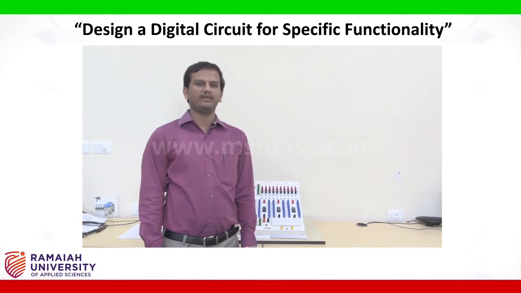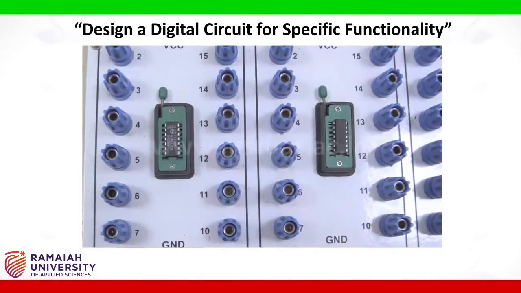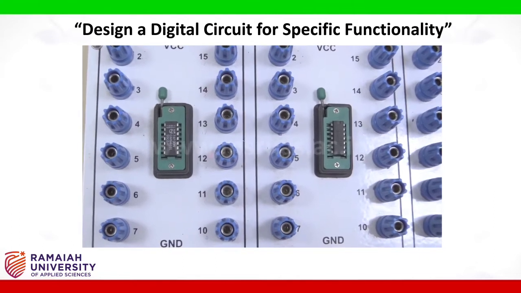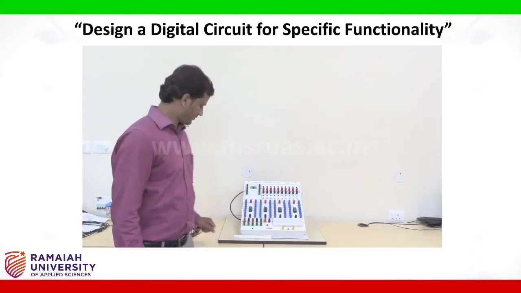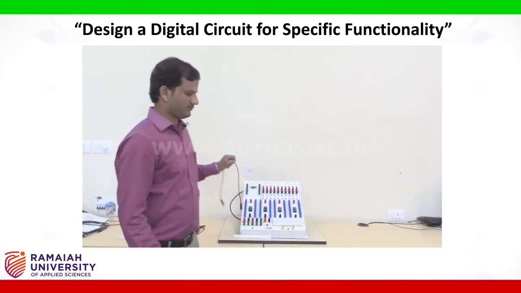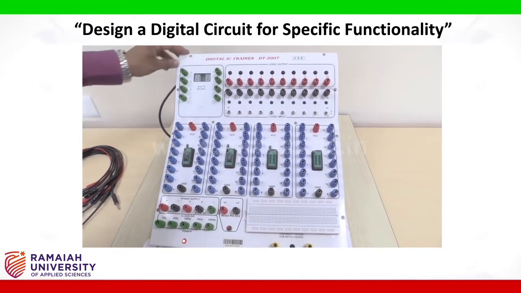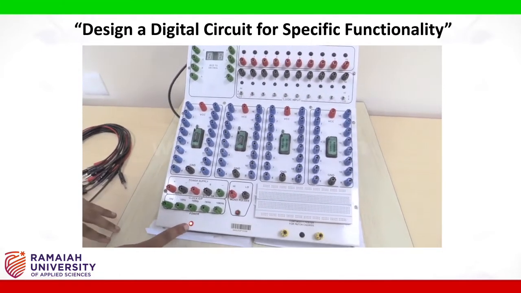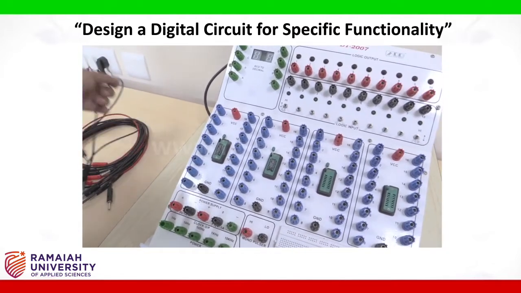Now we will realize the POS expression using the same NAND gates. We require 2 NAND gates. Now let us start the connections as per the logic circuit. Now we will turn on the power supply to the digital IC trainer kit. You can see LED bulb is on here, so therefore it has been powered up. Now we will do the connection as per the logic diagram.